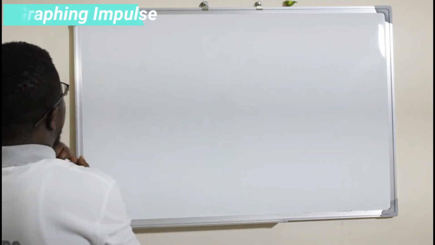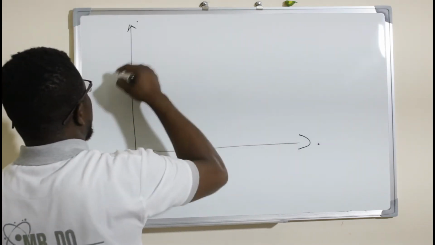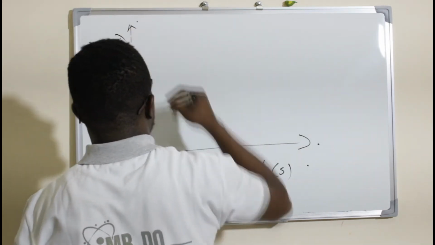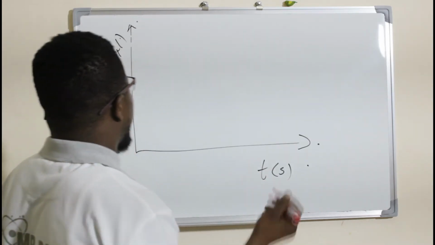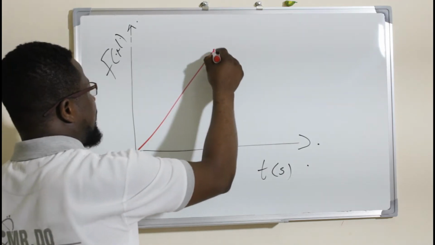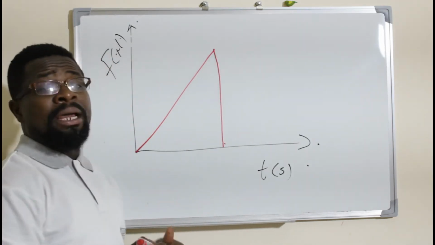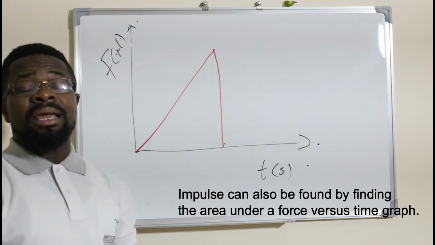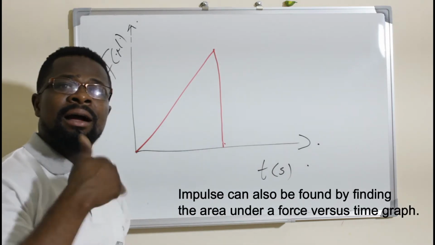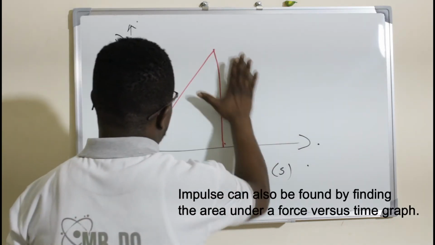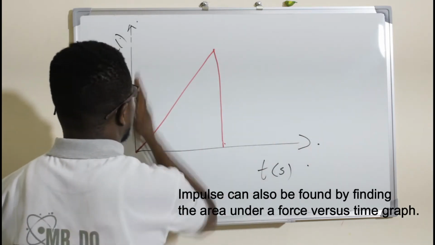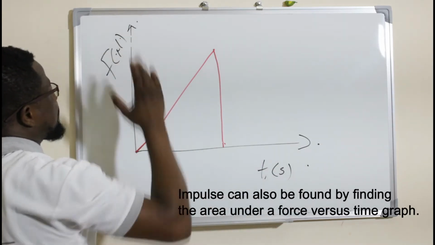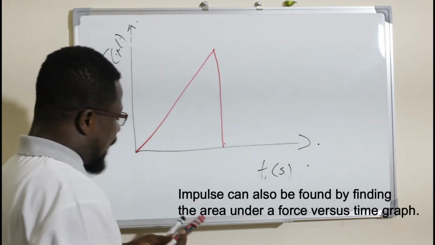So if I have a graph, let's say like this, and our force is here, and then we have time here. Time is in seconds, the force is in newtons. Let's say we plot a graph and we are seeing a graph like this. We can easily calculate the impulse here. How do we calculate the impulse under a graph like this? We calculate the impulse by calculating the area under the graph. This is the Cartesian plane, the y-axis and the x-axis, where x is representing the time, and y is representing the force.